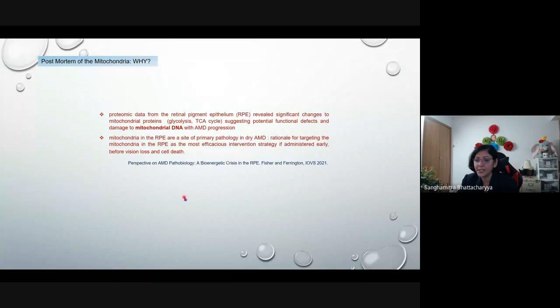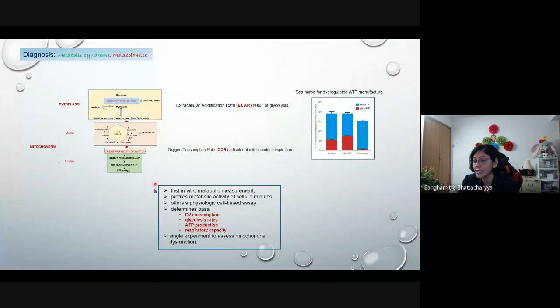In order to understand from the disease point of view, in order to correctly identify the source, we adopted another technology called the Seahorse technology. This technology is the first in vitro metabolic measurement which profiles metabolic activity of cells in minutes. It offers a physiologic cell-based assay system determining basal oxygen consumption, glycolysis rates, ATP production, respiratory capacity, and in a single experiment, it assesses mitochondrial dysfunction.